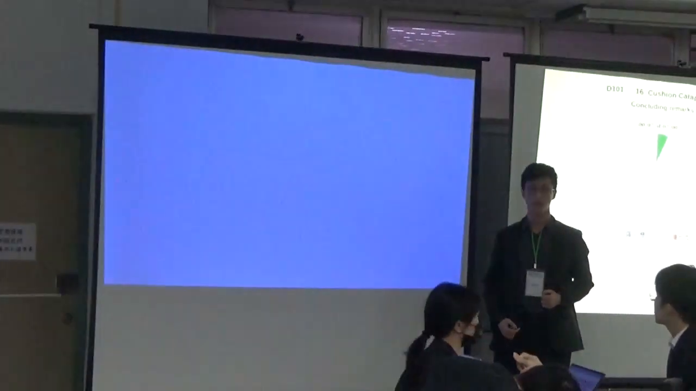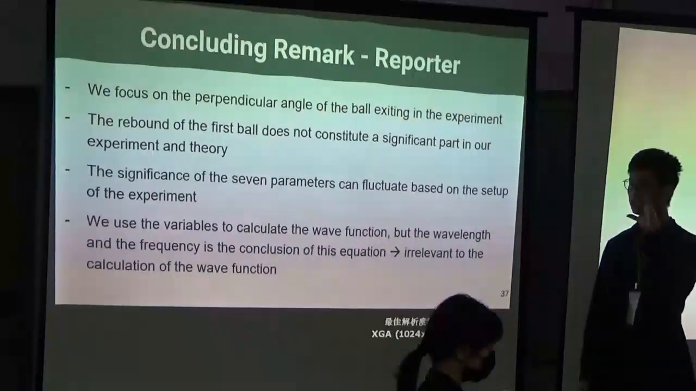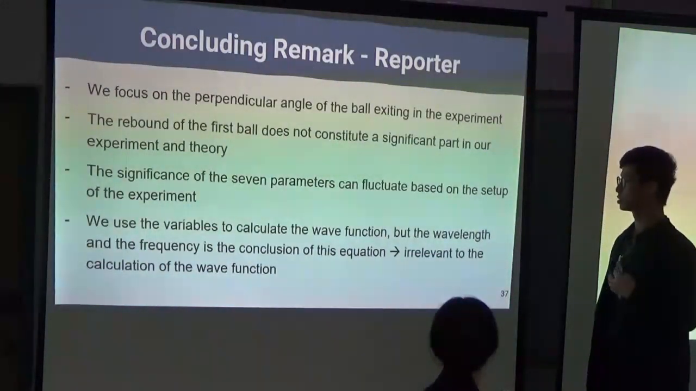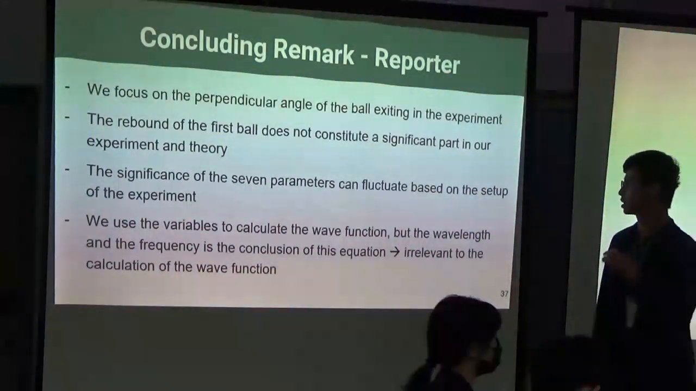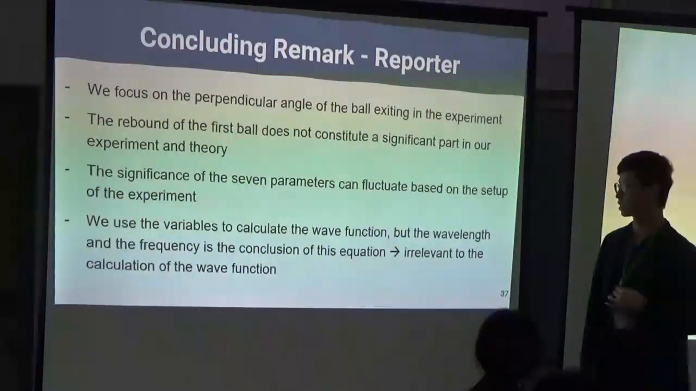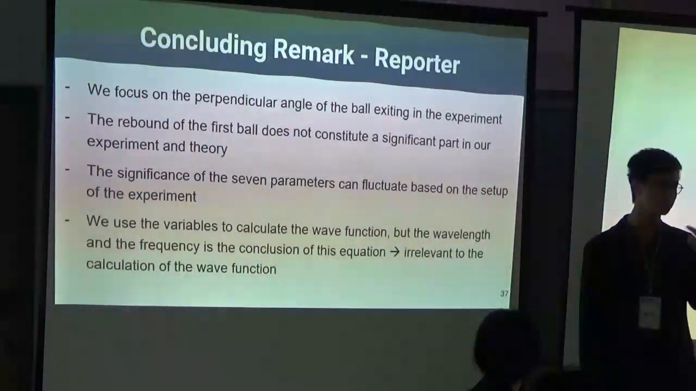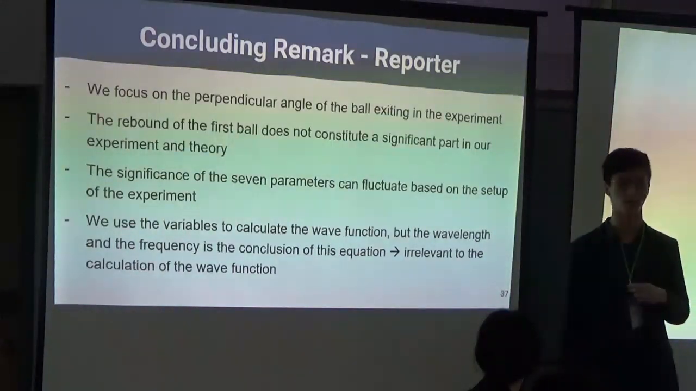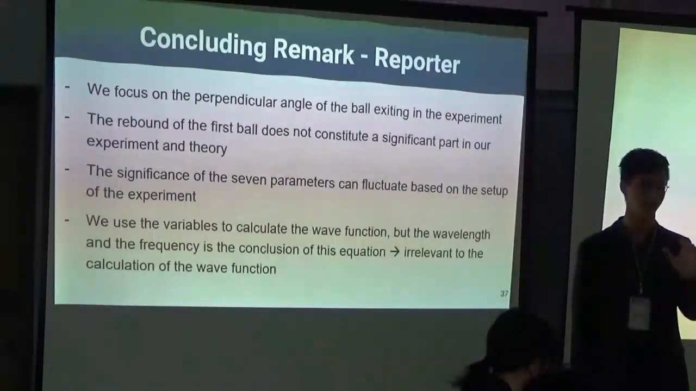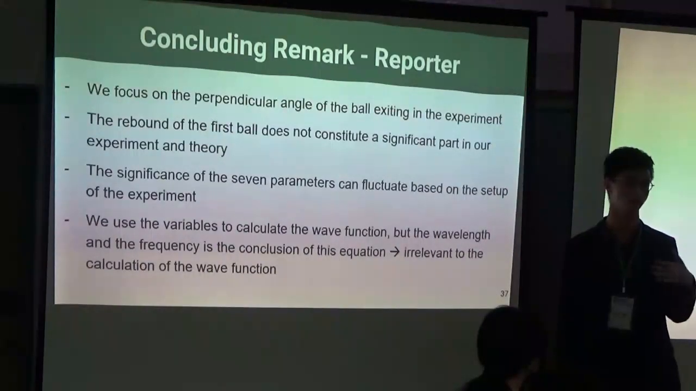So, now I'm going to have my concluding remarks. First of all, the opponent focused on the angle of the falling ball, and we focus on the perpendicular angle of the ball acting in an experiment. Also, the rebound of the first ball does not constitute a significant part in our experiment and theory. The significance of the 7 parameters can fluctuate based on the setup of the experiment. Based on our quantitative analysis, we did find out that those parameters fluctuate with the setup, so we can really analyze the most significant ones, because it's based on the different intensity of those parameters.